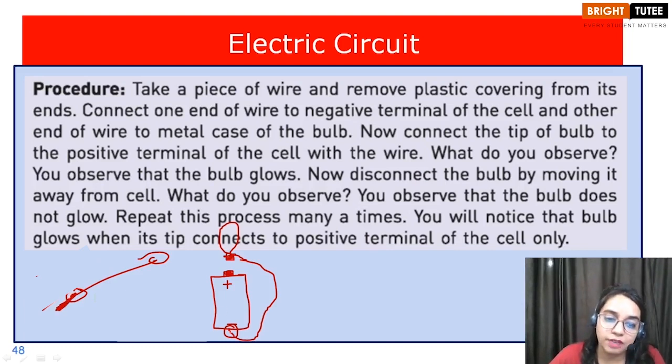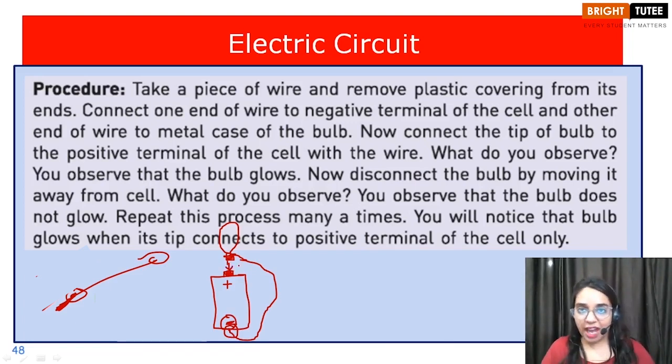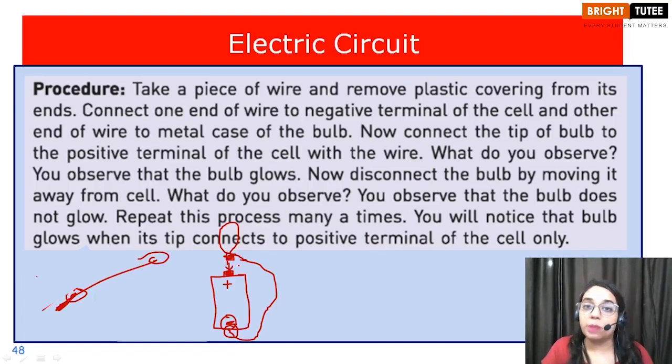Okay, now we have connected it to the negative terminal and the other terminal is connected to the base of the bulb. Now children, what we are going to do is touch this base of the bulb to the positive terminal. And this is really interesting, guys. Whenever you touch the positive terminal, the bulb will glow.